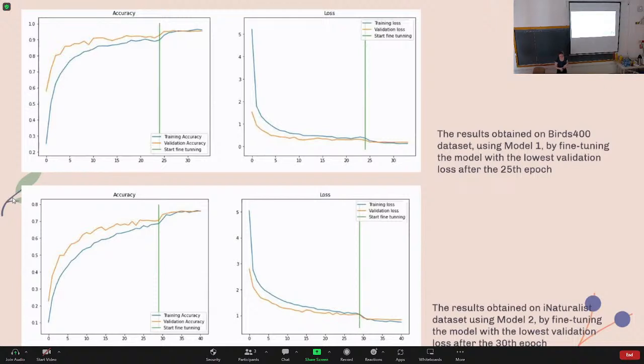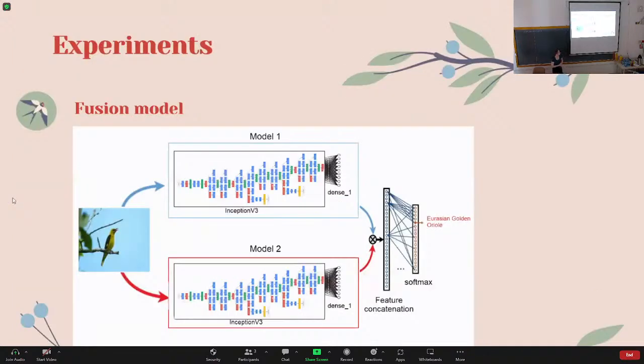The accuracy in the case of Model 2 is significantly smaller because, as I said, there were various images and they were not so qualitative. In order to combine the advantages of these two models, a fusion approach was proposed.